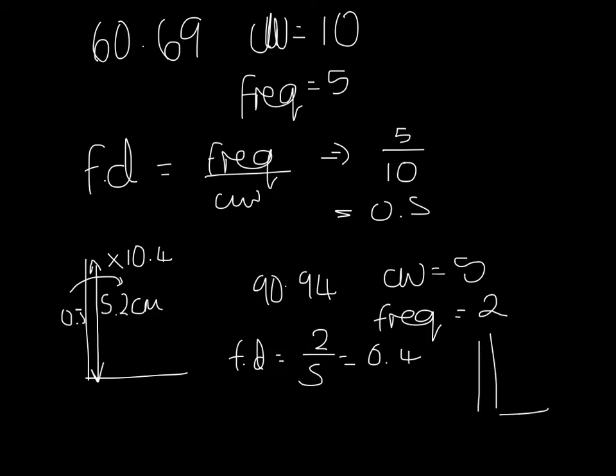So we've now got a frequency density of 0.4, but we know that that won't be a height of 0.4 centimetres. We know we've got to multiply by a scale factor. So 0.4 times our scale factor of 10.04 is 4.16 centimetres. And that's the height of our bar.